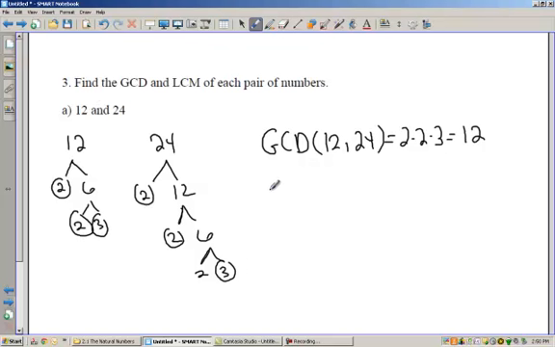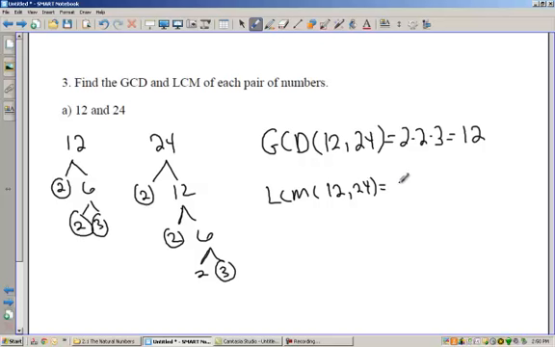For the least common multiple now, again, you really don't have to do a lot of work on this one if you don't want to, because you say, oh, least common multiple. Well, 12 goes into 24. So 24 is a multiple of 12, and certainly 24 is a multiple of 24. So the least common multiple should be 24.